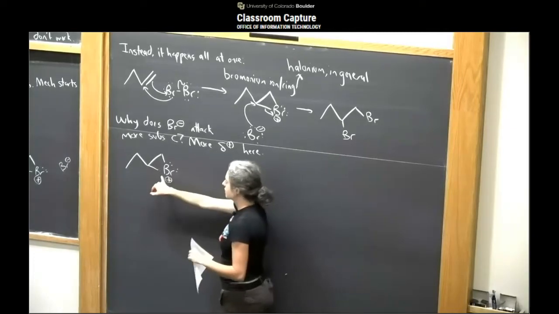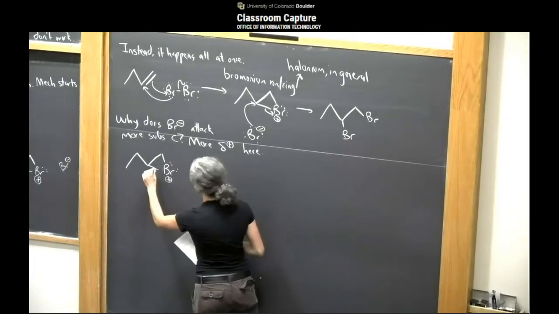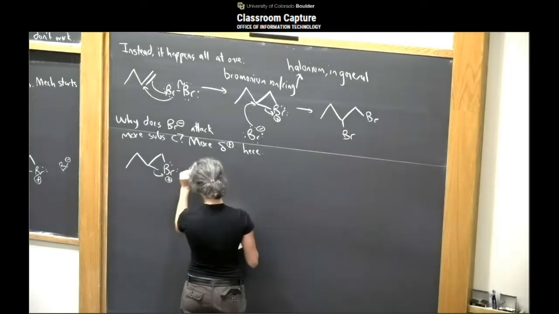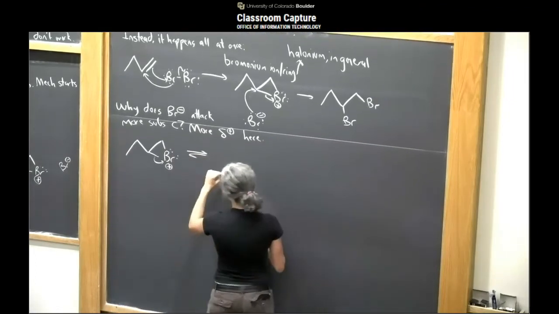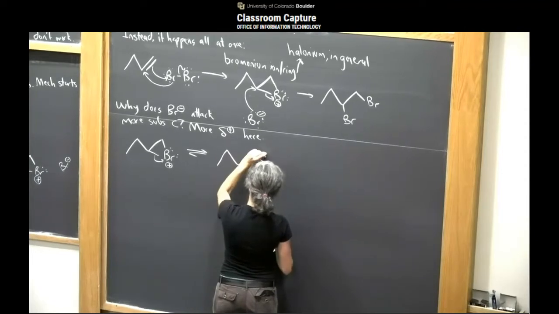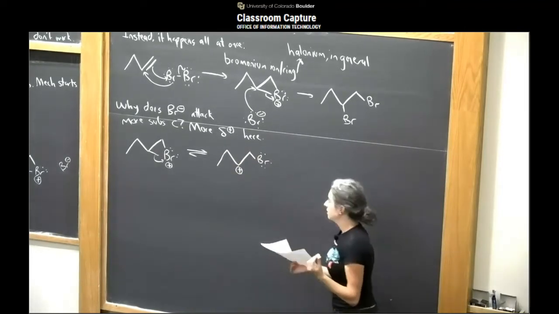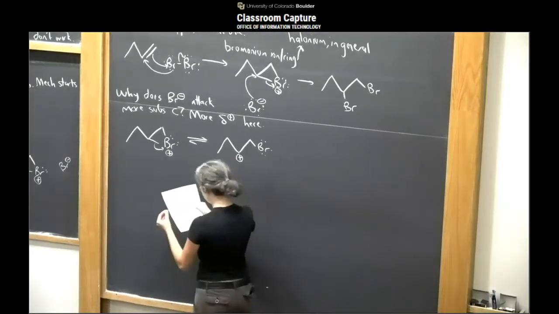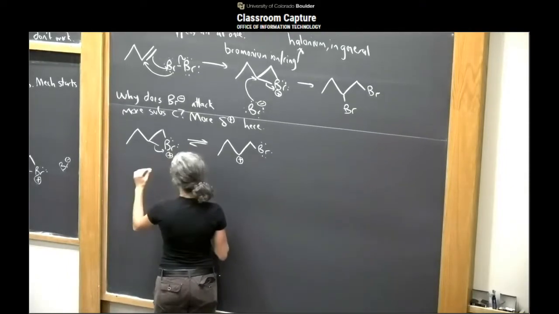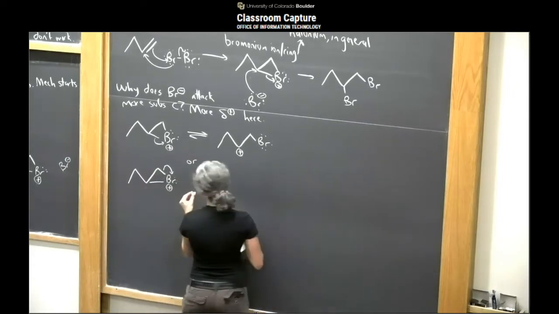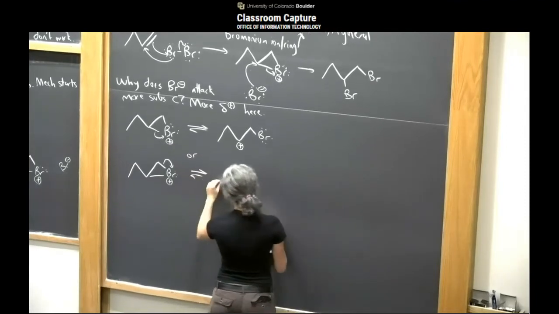But we could show sort of the reversal of this ring closing reaction where we could, let's use equilibrium arrows. We could conceivably not have the ring here and make a carbocation there instead. Or we could conceivably even go the other way, break the ring open favoring the other carbon.